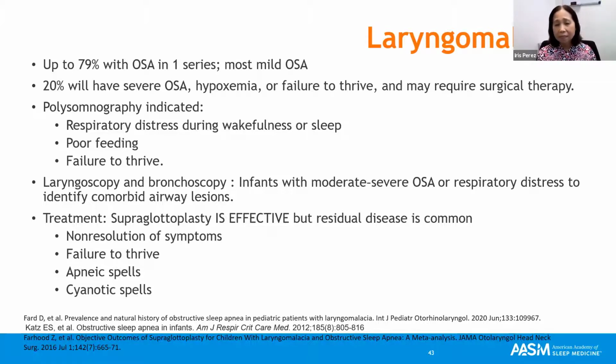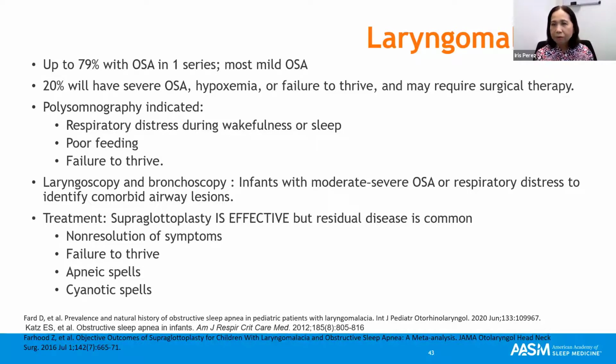Polysomnography is indicated when these infants with stridor and laryngomalacia show respiratory distress, either awake or during sleep. They have poor feeding and failure to thrive. And laryngoscopy and bronchoscopy is needed in those with moderate to severe OSA or respiratory distress, due to concomitant comorbid airway lesions in these patients.